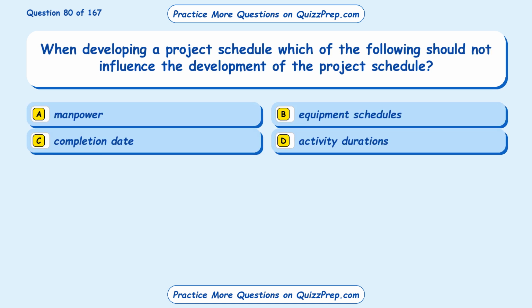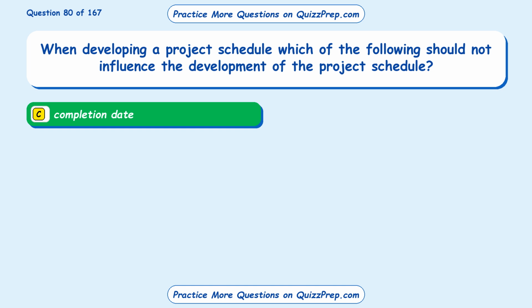Question 80. When developing a project schedule, which of the following should not influence the development of the project schedule? Option A, manpower. Option B, equipment schedules. Option C, completion date. Option D, activity durations. The correct answer is Option C, completion date.